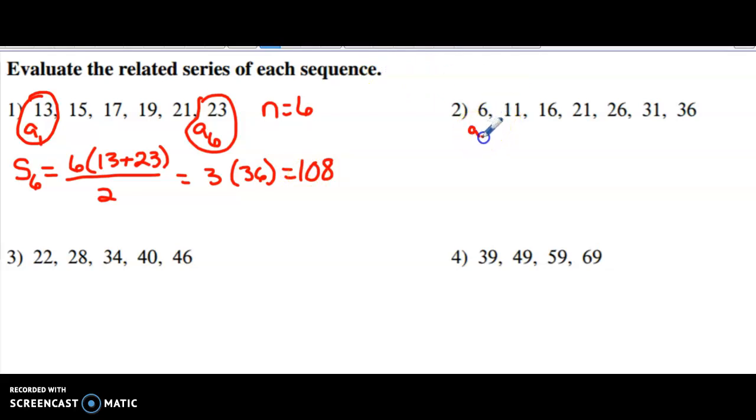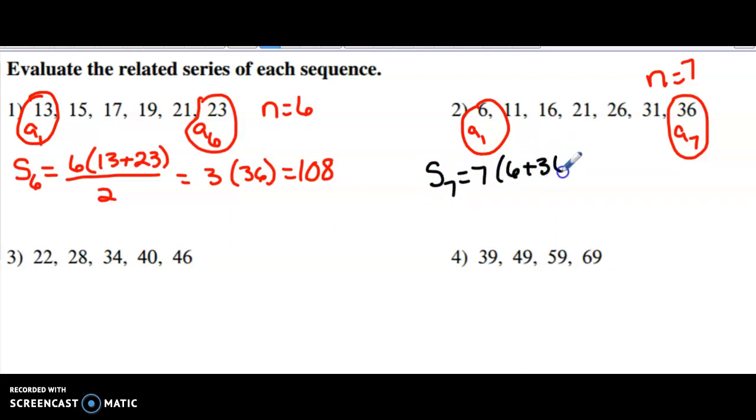This is my a sub 1. 1, 2, 3, 4, 5, 6, 7. I have 7 terms, so n is equal to 7. This is a sub 7. Plugging it into my formula, I get S sub 7 is equal to 7 times 6 plus 36 all over 2. I end up with half of 7 is 3.5 times 6 plus 36 is 42, which is equal to 147.